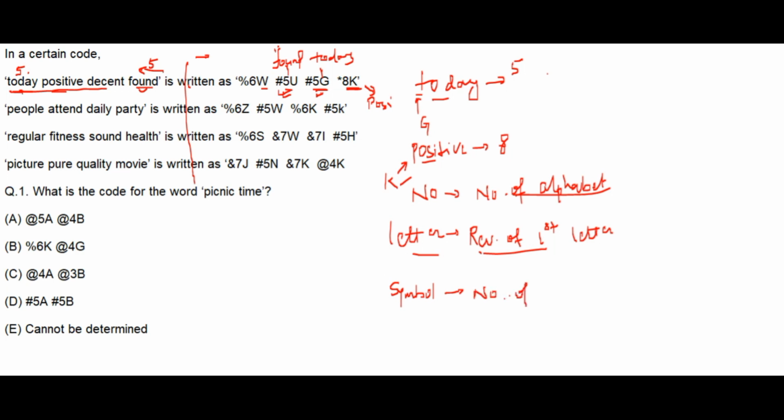Logic of symbol is what? Number of alphabets. If the number of alphabets is the same, then the symbol will be the same. Okay, now what is "positive"? How many alphabets are there? Positive, 8 alphabets are there. This is the code of positive.